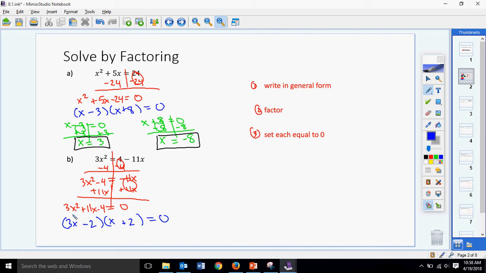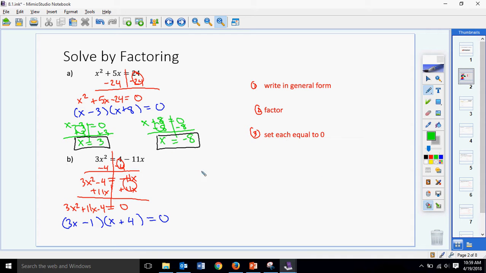But if you kind of think about it and FOIL it out, you'd get 3x squared plus 6x minus 2x. 6x minus 2x wouldn't give me an 11x. So it can't be a minus 2 and a plus 2. The other numbers that multiply to negative 4 are negative 1 and 4. And when I think about this, I'd get the 3x squared. I'd get 12x minus 1x. Oh, 12 minus 1 would be 11. So we're good. These are the factors that I want.